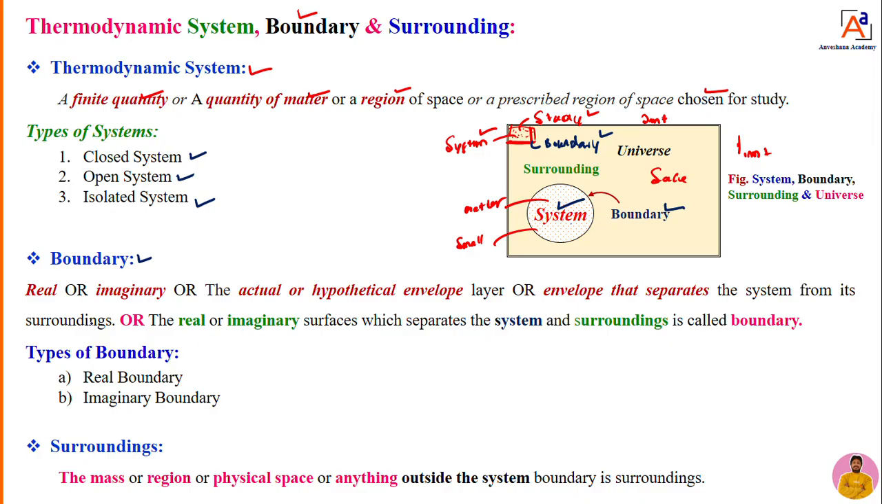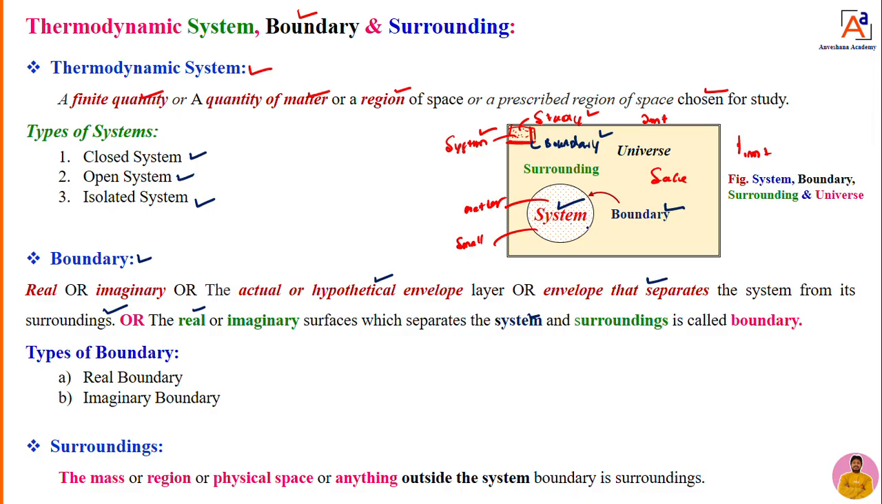So what is a boundary? A boundary is a real or imaginary, actual or hypothetical envelope or layer which separates the system from its surrounding. I repeat, it is a real or imaginary, actual or hypothetical envelope that separates the system from the surrounding. In simple terms, a boundary is a real or imaginary surface which separates the system and surrounding.